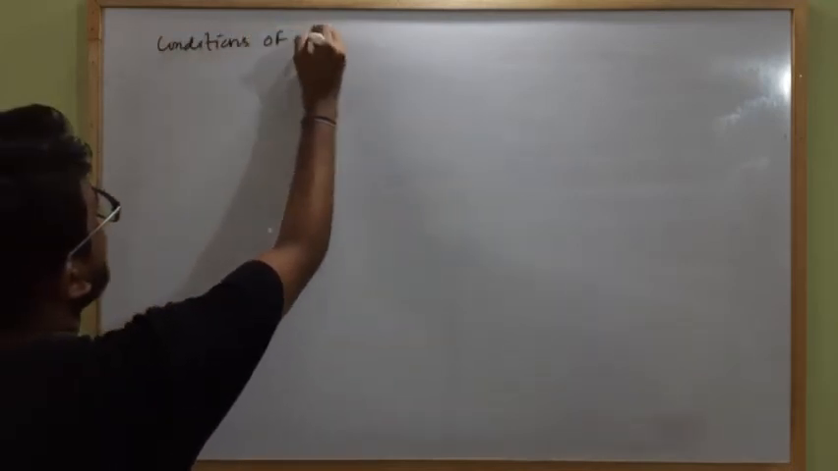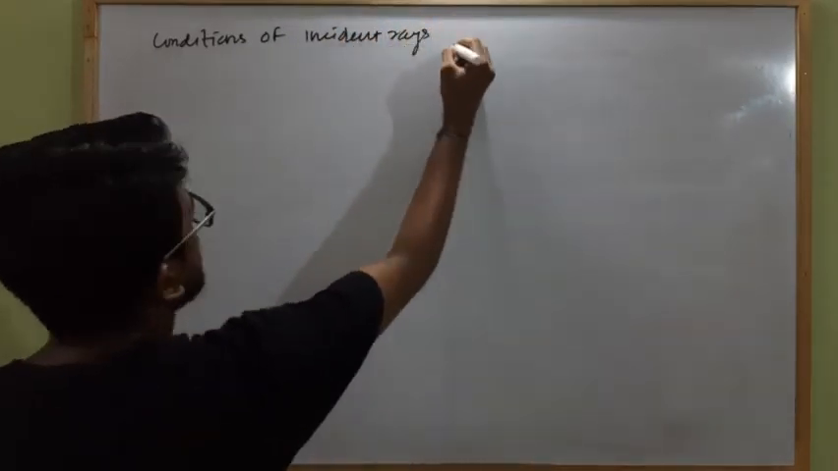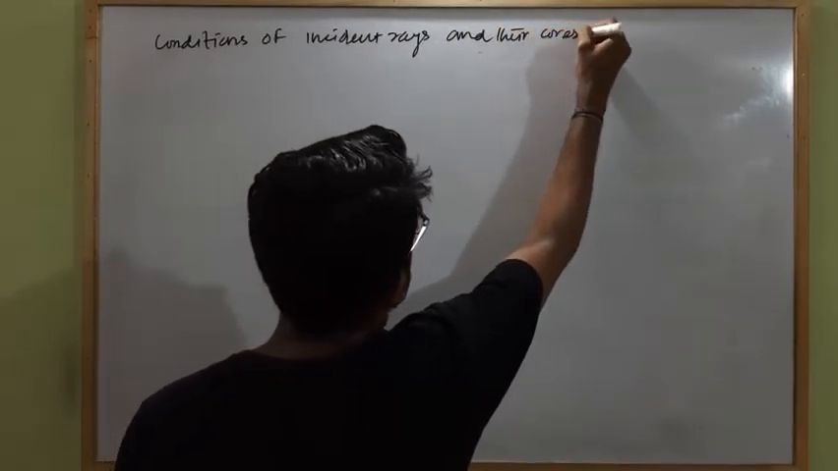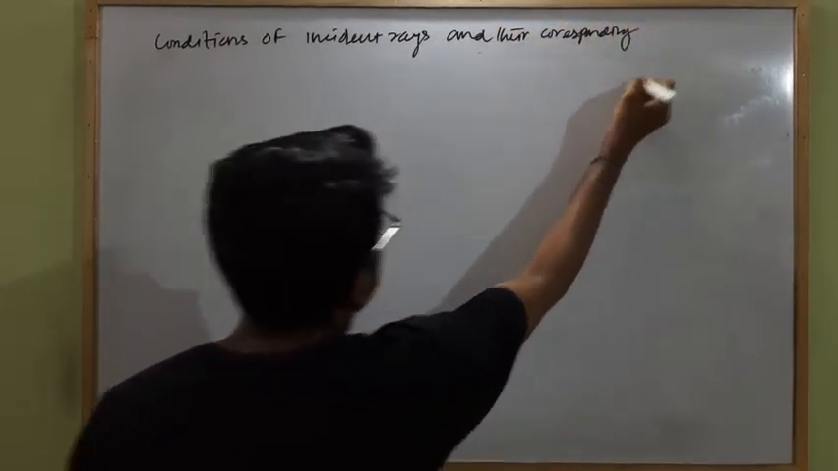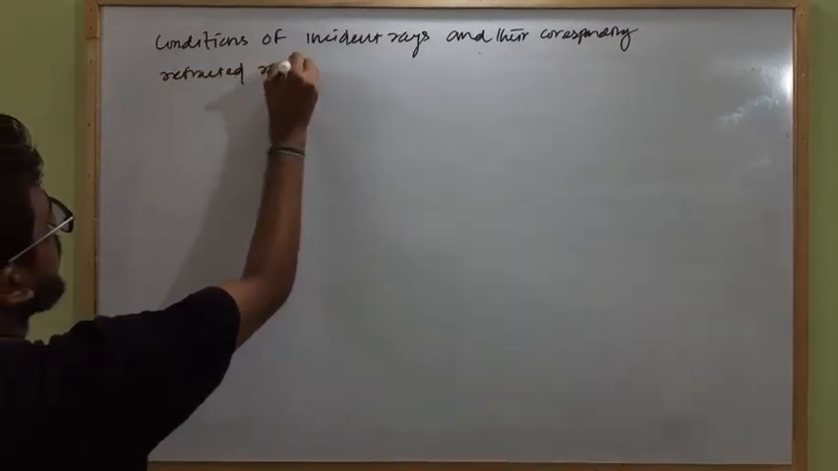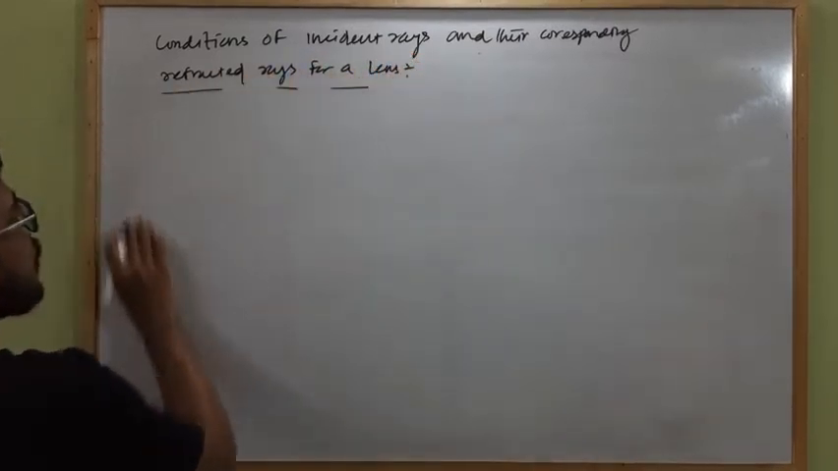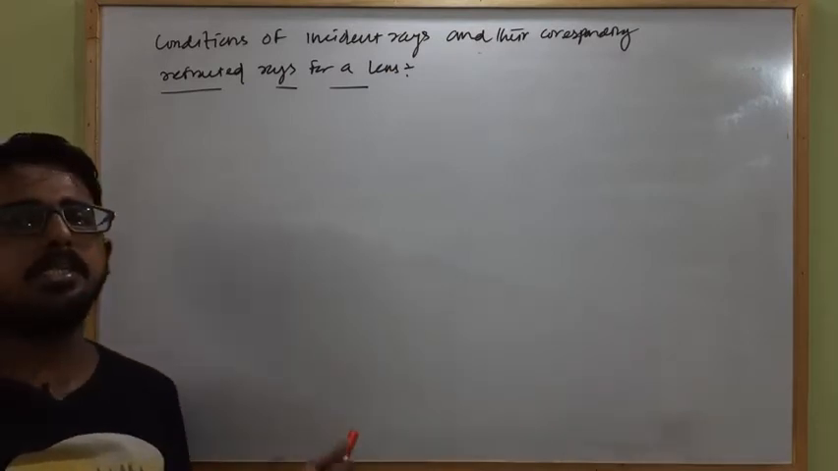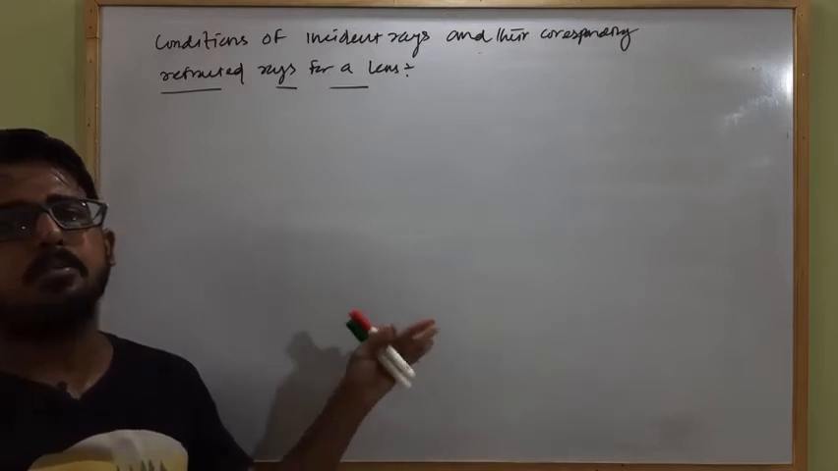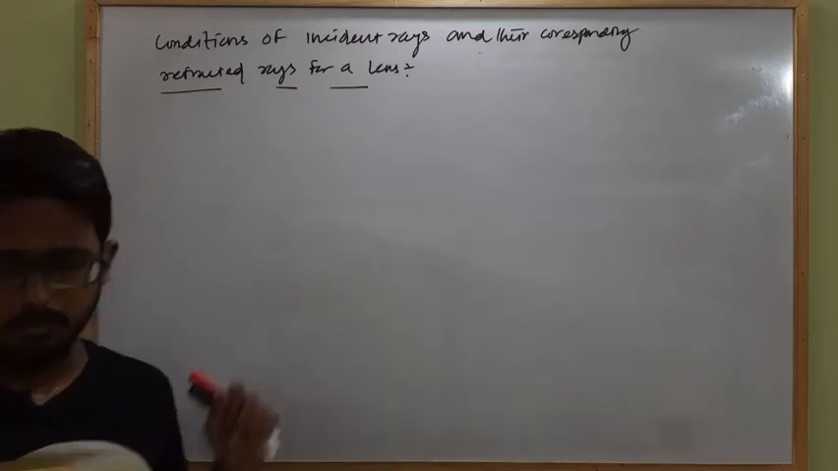Conditions of incident rays and their corresponding refracted rays for a lens. Okay, so for a given lens, how the refracted rays become different in case of different incident rays through a lens. Clear?